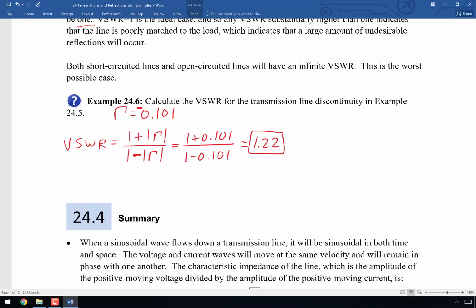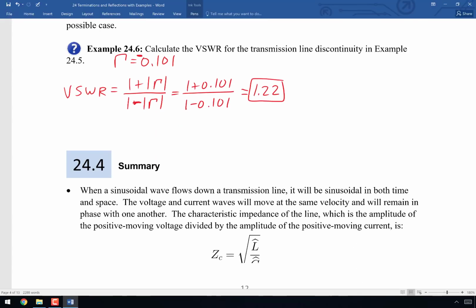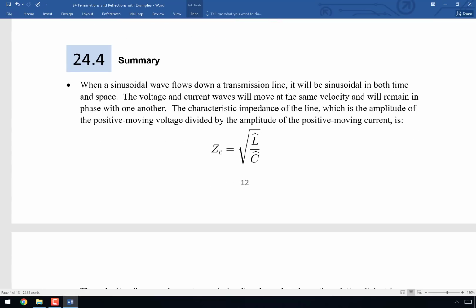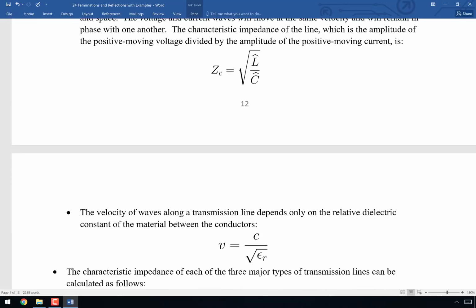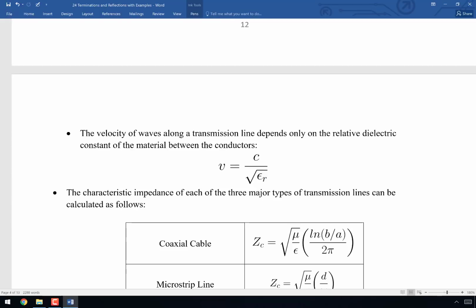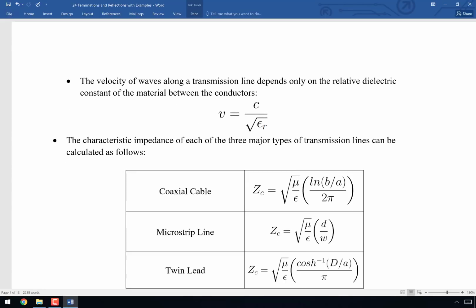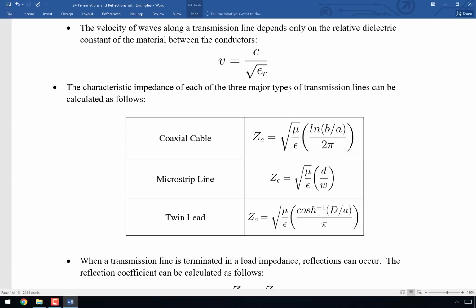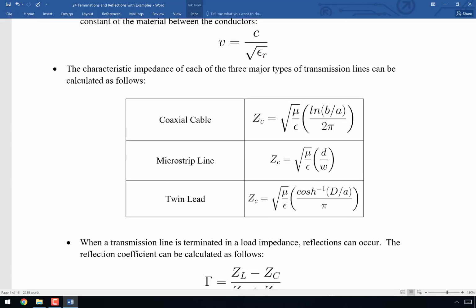Now, you will want to have a real good physical understanding of what the VSWR represents. So when I talk about Vmax and Vmin, if those things aren't clear to you yet, when we do our in-class exercise, I hope that we'll be able to illustrate some of those a little bit better. When your sinusoidal wave is flowing down a transmission line, it is sinusoidal in both time and space. The voltage and current move at the same velocity and remain in phase, and the characteristic impedance can be found according to the square root of L hat over C hat. The velocity of propagation along that line is c over the square root of epsilon r. We have shortcut versions of the equations for the characteristic impedance of each of the 3 types of transmission lines.